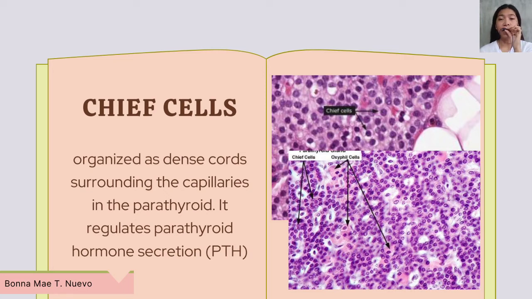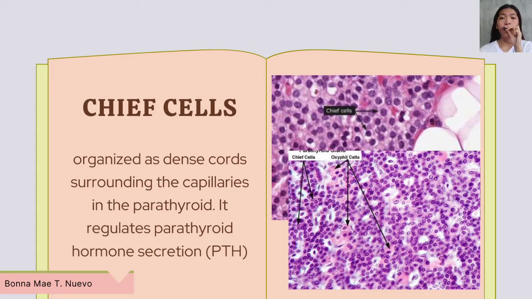The chief cells are organized as dense cords surrounding the capillaries in the parathyroid. They regulate parathyroid hormone secretion. The chief cells of the parathyroid glands sense the amount of calcium in the blood and release the calcium-increasing hormone parathyroid hormone accordingly to correct or maintain normal blood calcium levels. It therefore regulates calcium metabolism as part of the endocrine system.